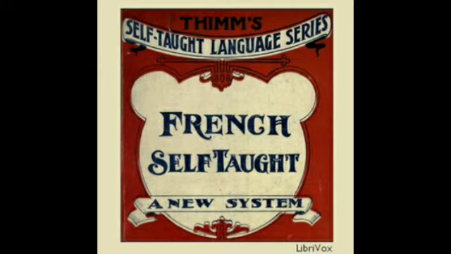Conditional past. I should have had, j'aurais eu; thou shouldst have had, tu aurais eu; he should have had, il aurait eu; we should have had, nous aurions eu; you should have had, vous auriez eu; they should have had, ils auraient eu.